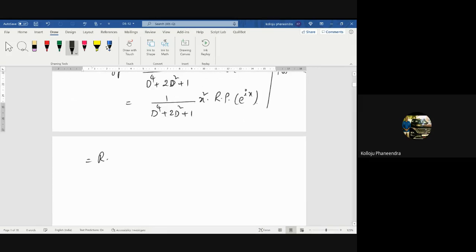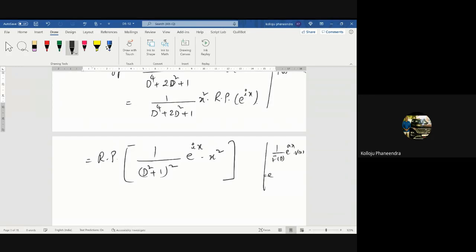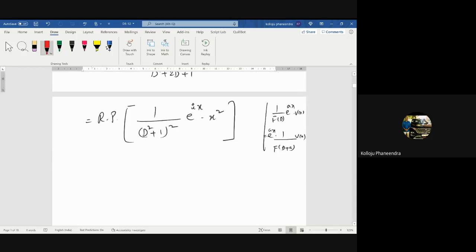Now write e^(ix) in front of the real part. I can write (D^2 + 1)^2 in the denominator, so e^(ix) times x^2. Now what is the model? This is 1/f(D) times e^(ax) times V(x). For e^(ax), we operate by replacing D by D + a into V(x).